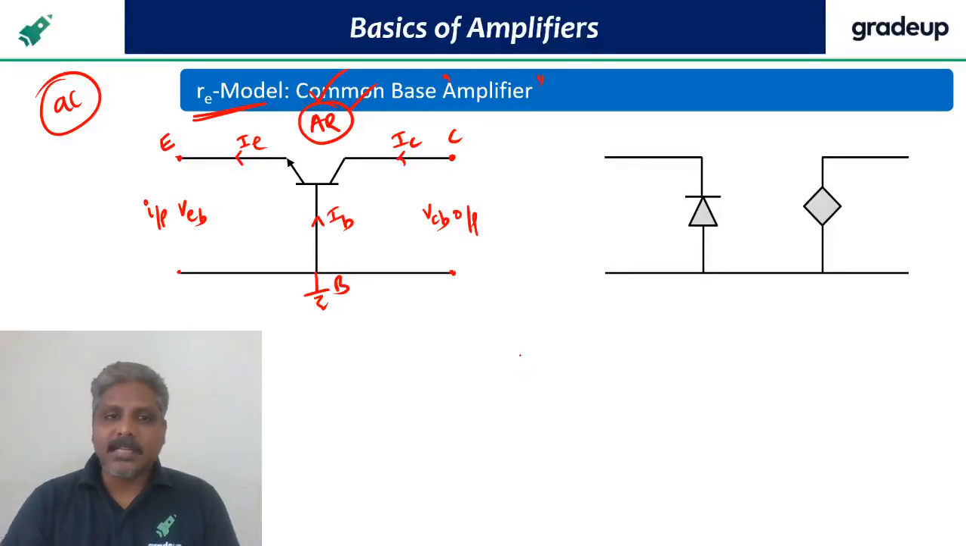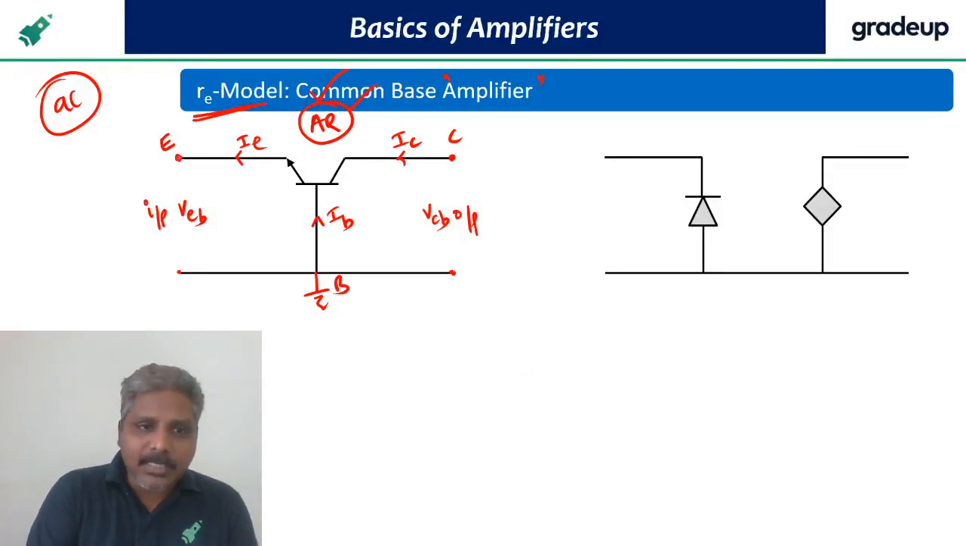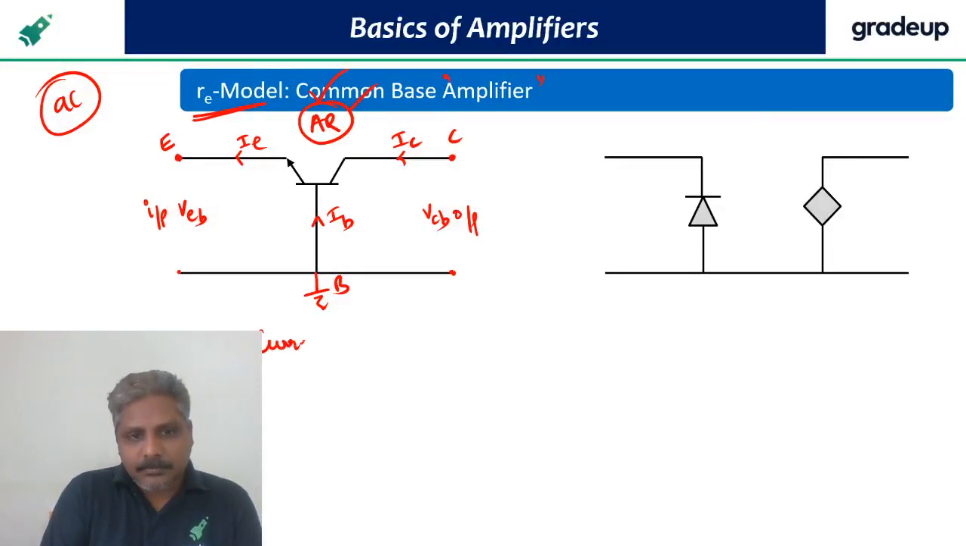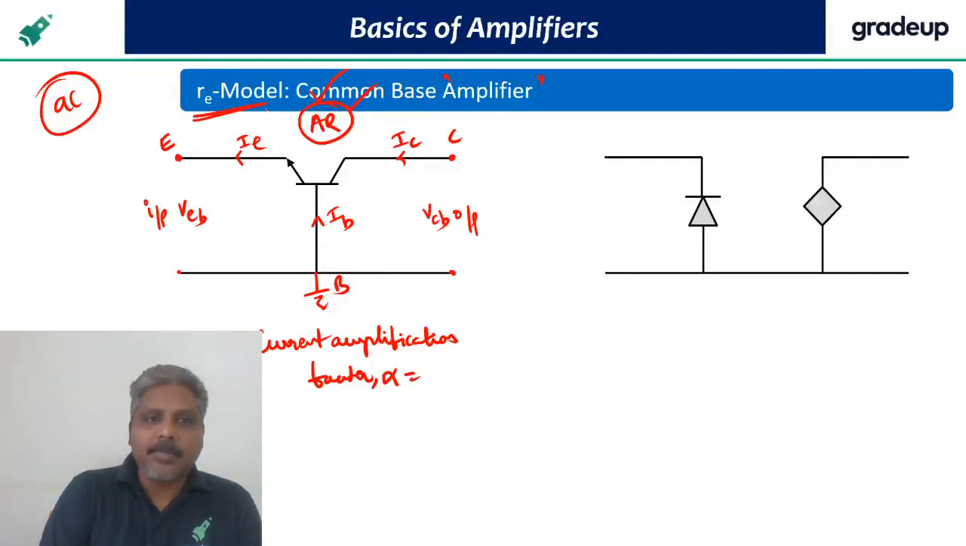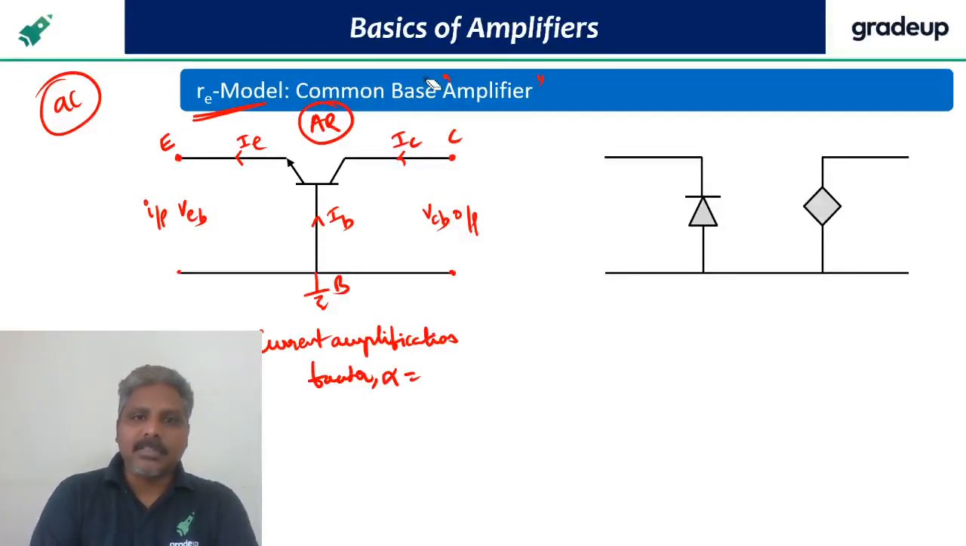After the transistor is in active region, now I am applying the input at this point, which is VEB. I am taking the output here. This is called an amplifier. When this is an amplifier, I define a term called current amplification factor, which is denoted with alpha. In common base, current amplification factor is denoted with alpha.